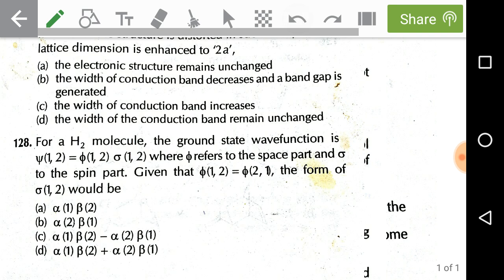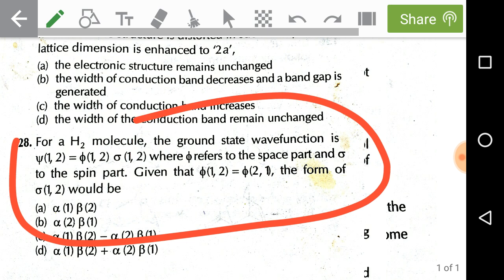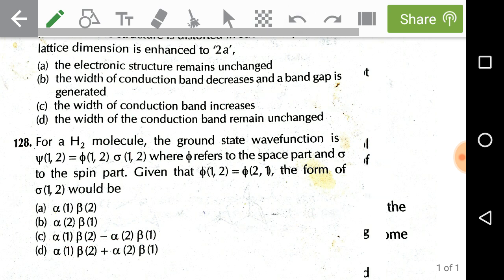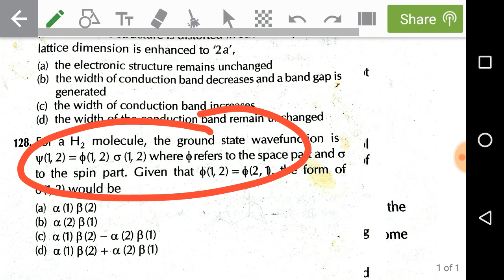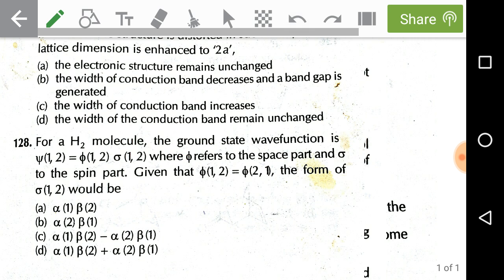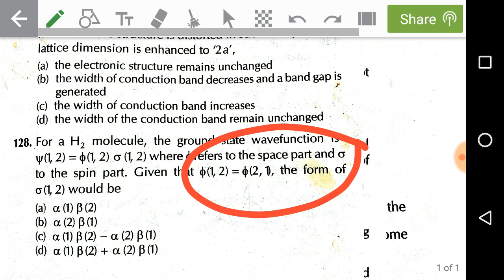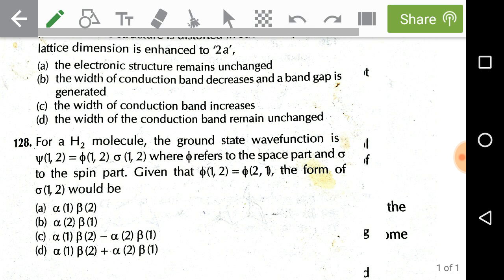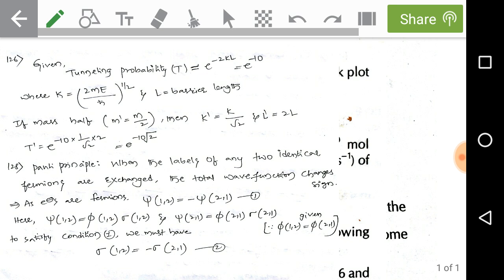Okay, next, the 128th question. For an H2 molecule, the ground state wave function is, just observe, psi 1 comma 2 equals pi 1 comma 2 and sigma 1 comma 2, where pi refers to the space part and sigma to the spin part. Given that pi 1 comma 2 equals pi 2 comma 1, what would be the form of sigma 1 comma 2? So just look at the 128th question.